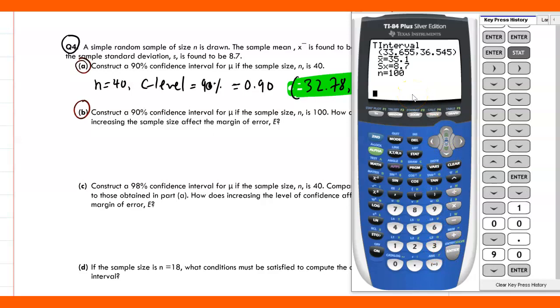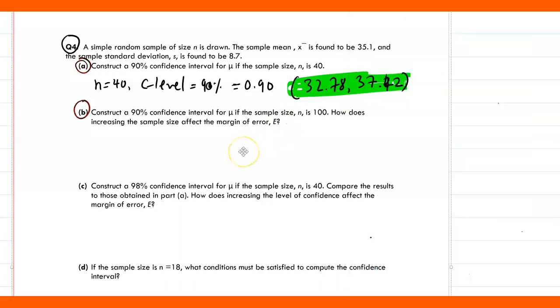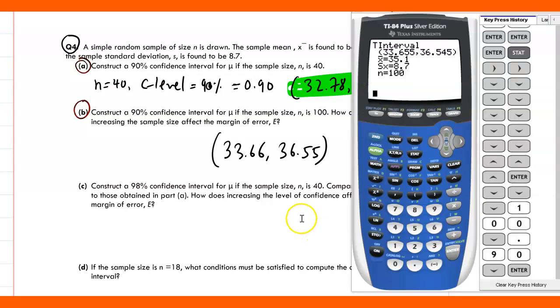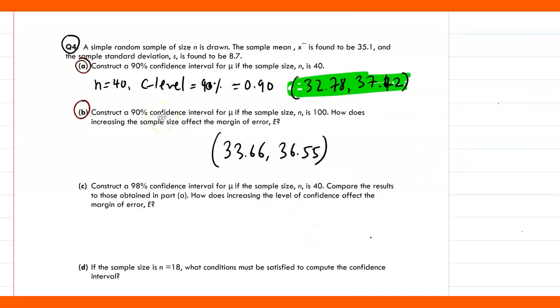You get the confidence interval 33.66 if you round it to 2 decimals, comma 36.55, right? Therefore, the confidence interval in this case is 33.66, comma 36.55. Okay. All right.